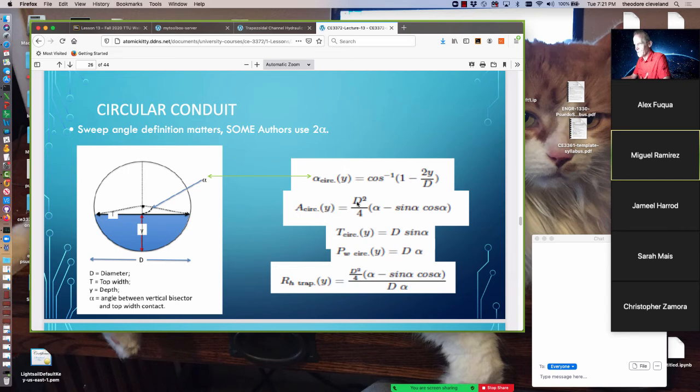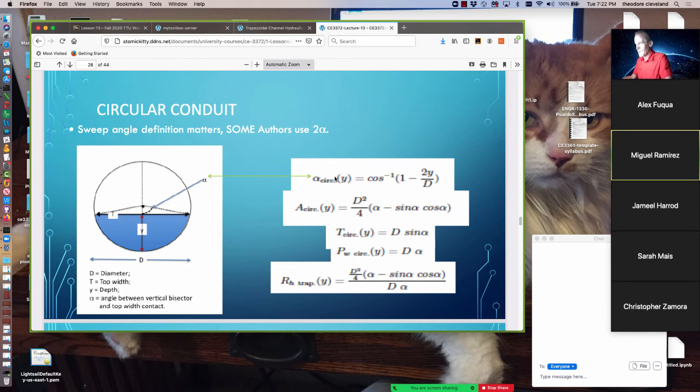The area of a sector is d squared over 4 multiplied by the quantity alpha minus sine alpha cosine alpha. The top width for circular as a function of y is simply d times the sine of alpha. The wetted perimeter is d alpha, and the hydraulic radius is the ratio of area to wetted perimeter, and there is no benefit in attempting to cancel terms and simplify this equation. It's easy enough just to use it just like this. So calculate alpha, and you can calculate everything else.